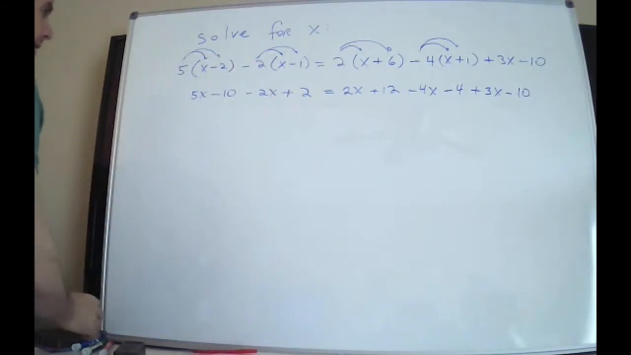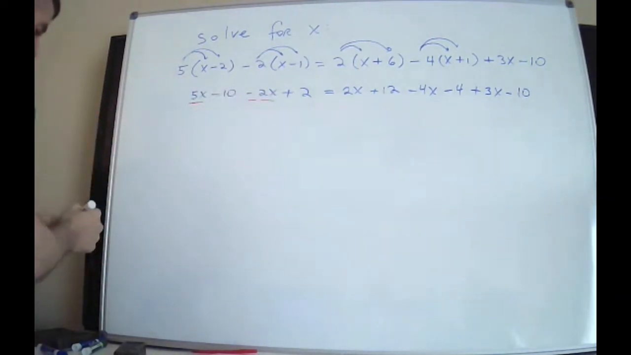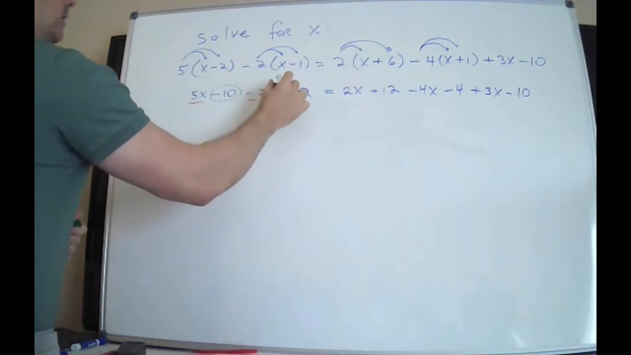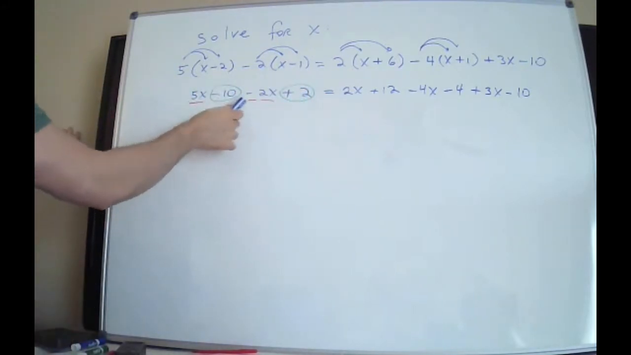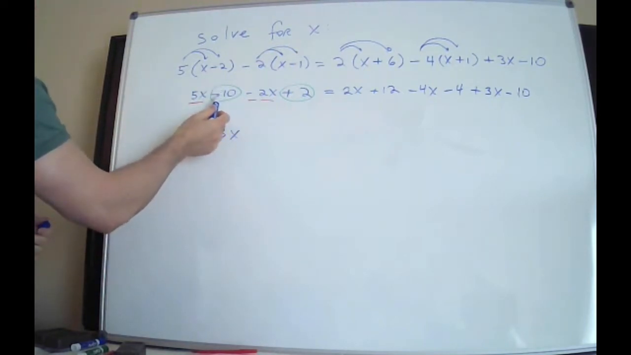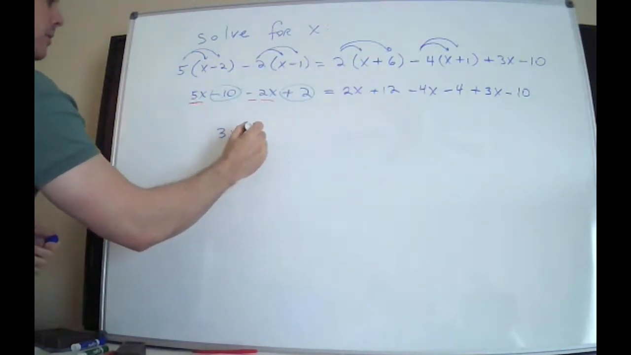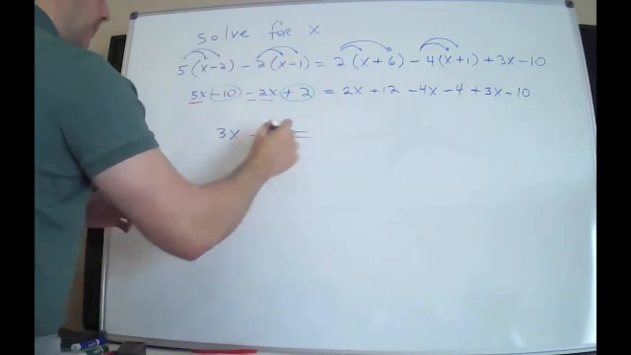So again, this is all about the like term battle. I have x terms, and I have number terms. So I got to put them together. So I have 5 x's, take away 2 x's, which gives me 3 x's. I have a -10 plus 2. You owe me 10, but you pay me 2. You still owe me 8. That's my left side combined.